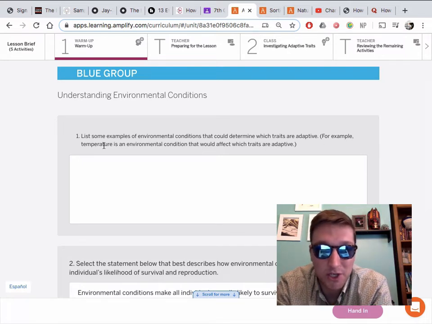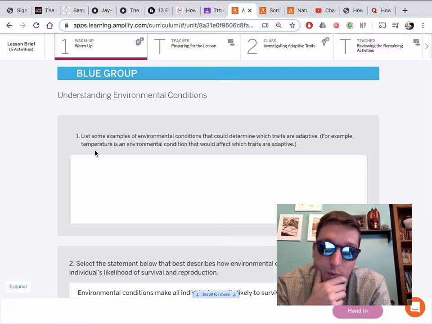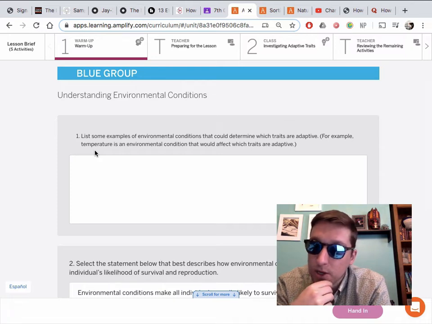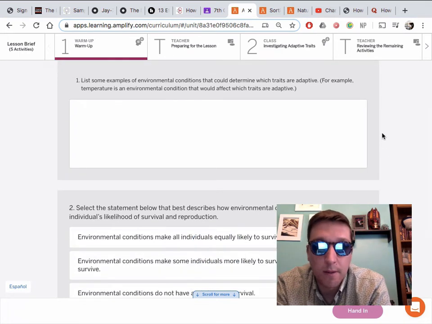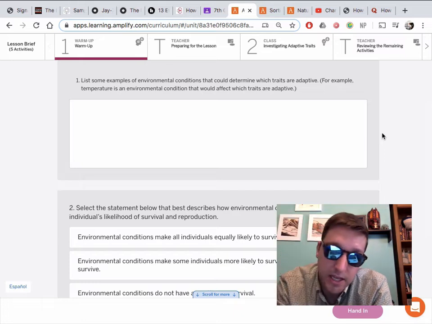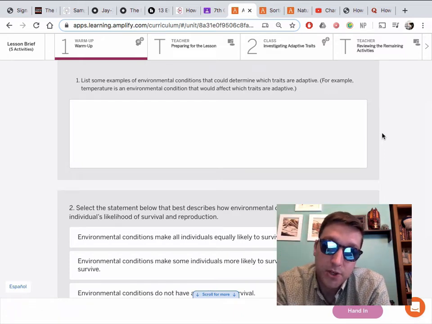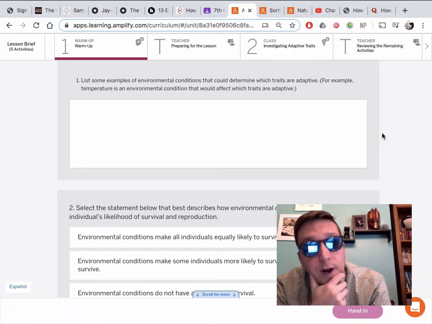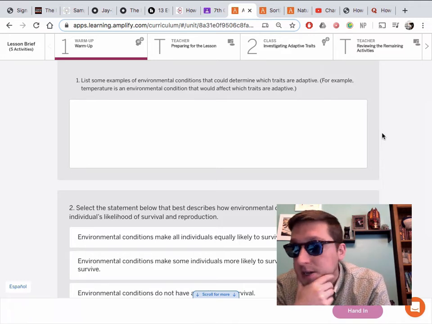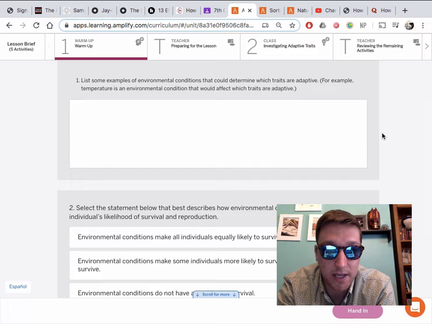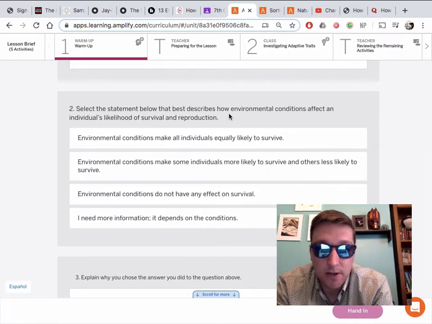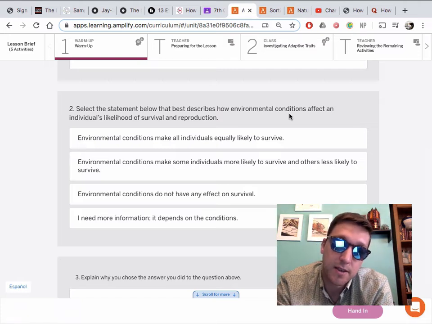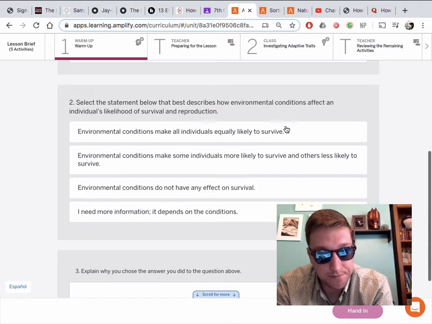What are some things in the environment that could cause traits to become adaptive? So besides temperature, what other parts of an environment could change the organisms? That's a tricky question. But you could use some that you saw in the simulation. Temperature, maybe amount of rainfall is important, because that can determine like the adaptive traits of a plant, for example. And there's lots more.